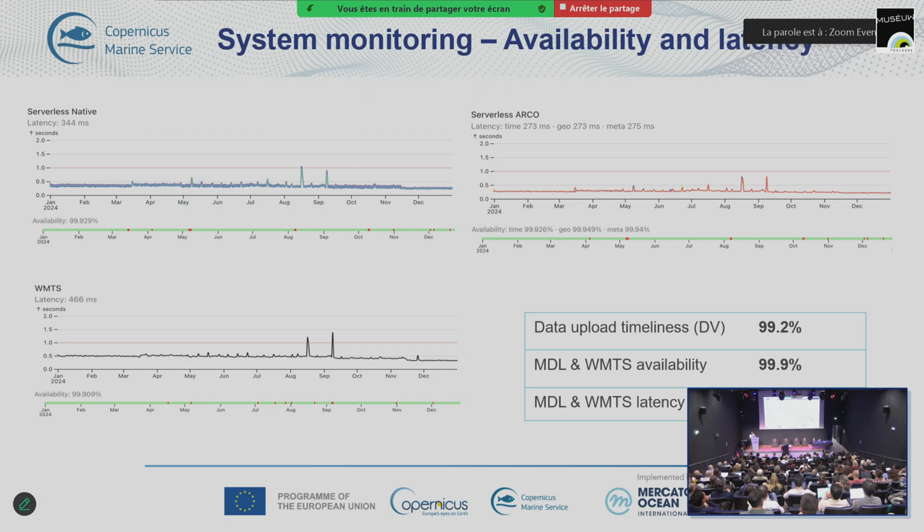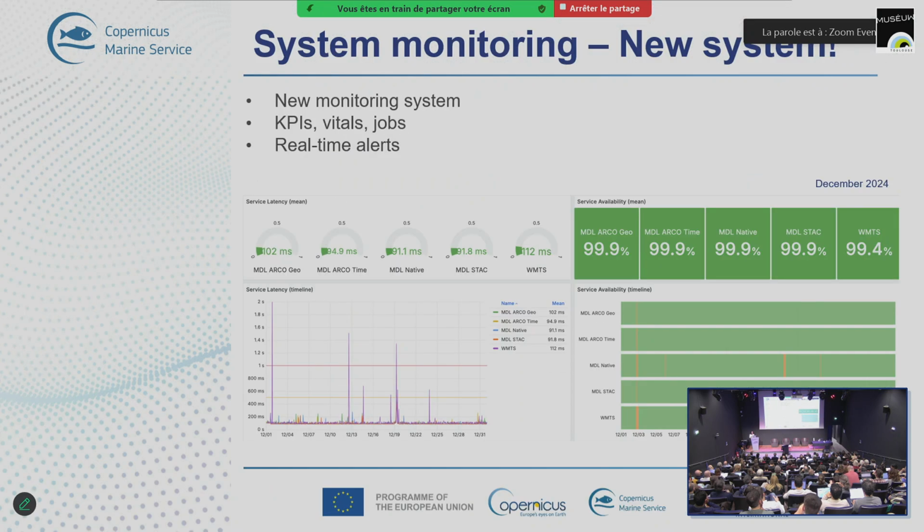Also, in terms of delivery validator, the data upload timeliness was 90.2%. So everything worked perfectly also during the November release. We didn't have any big issue. And we had latency between 200 and 400 milliseconds. So the system is working fine. We are monitoring continuously, as I said.